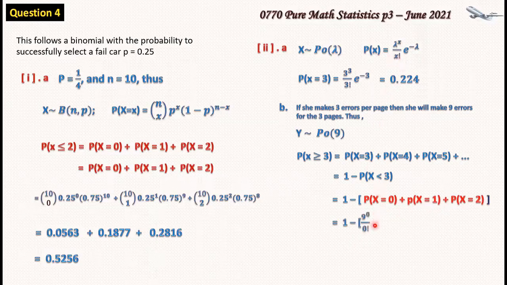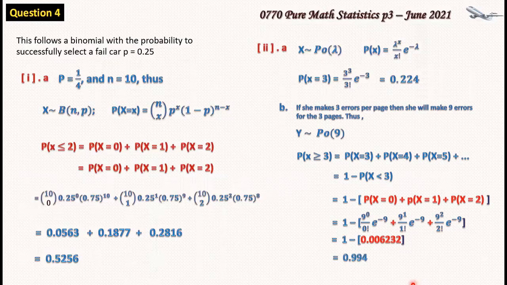Bringing in this formula, we have 9 to the power 0 over 0 factorial, e to the power minus 9, plus 9 to the power 1 over 1 factorial, e to the power minus 9, plus 9 to the power 2 over 2 factorial, e to the power minus 9. Simplifying this gives us 1 minus 0.006232, which is 0.994. That's the result that we have.